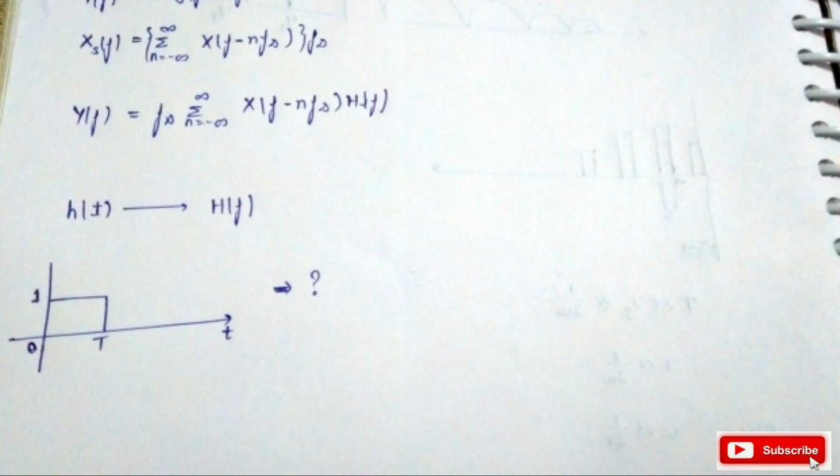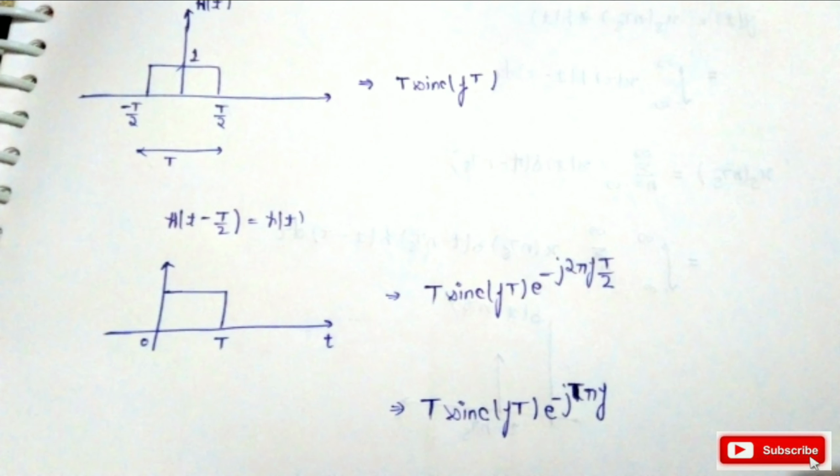If we see in the time domain, our transfer function is simply a rectangular pulse. So what will it be in the frequency domain? As we know from the basics of signal and system, a rectangular pulse in the time domain is a sinc pulse in the frequency domain. Its width is T and the amplitude is 1. So in the frequency domain, T multiplied by 1 is T sinc(fT). T is the width of this rectangular pulse.